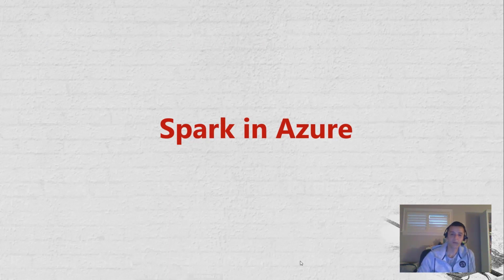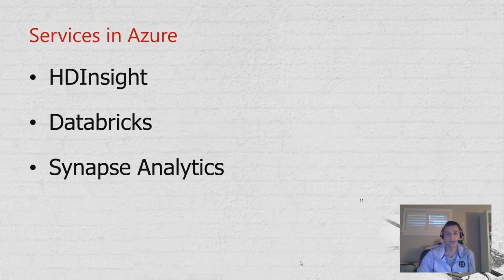Let's talk about Spark specifically in Azure, which is the main topic of our session today. So there's three main services in Azure that you can use to run Spark. The first one is HD Insight. HD Insight was the first service that Microsoft introduced to have a managed experience of Spark in Azure. And it's not really just Spark. HD Insight runs all sorts of different software packages that run inside Apache Hadoop clusters. And we'll see that in the demo.